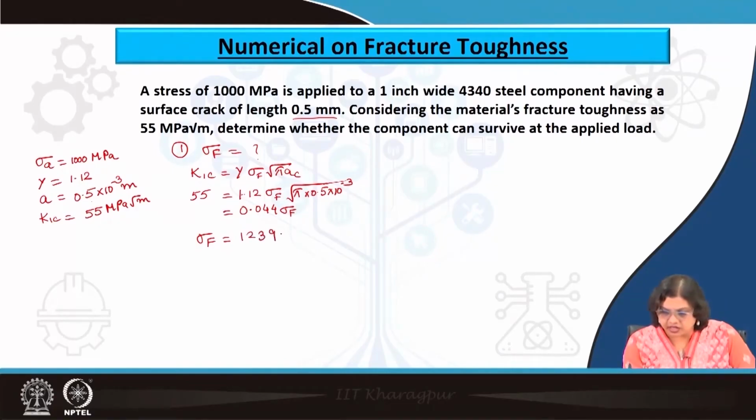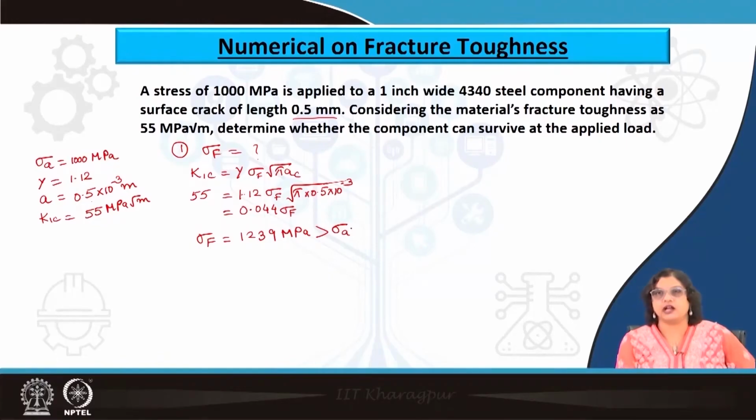1239 MPa. Okay. Now, this value is greater than the applied stress, which means that the stress that we are applying is less than the fracture strength that is required for fracture to happen. Obviously, the material is going to survive under such condition. Now, this is one of the ways by which we can solve this.